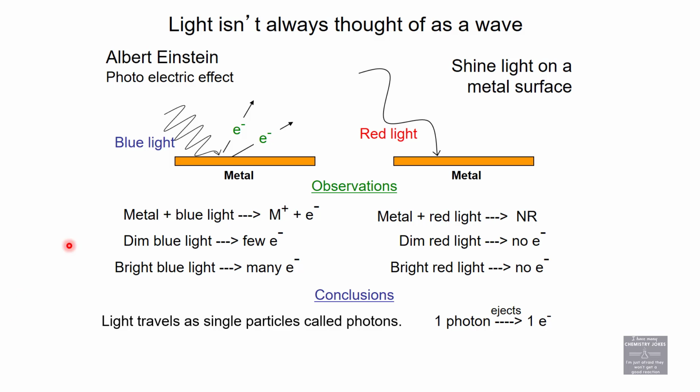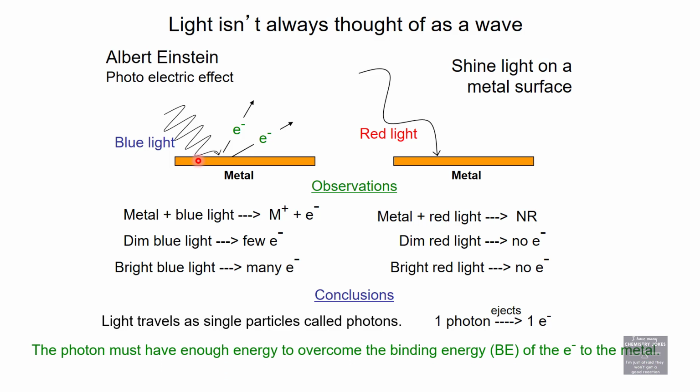So, in order for an electron to be ejected, the photon must have enough energy to overcome the binding energy of the metal. It must overcome the ionization energy. You got to rip off that electron. So the blue photon does have enough energy. The blue photon has an energy that's greater than the binding energy of the metal, while the red photon does not. So what that also tells me is the red photon has lower energy than the blue photon.